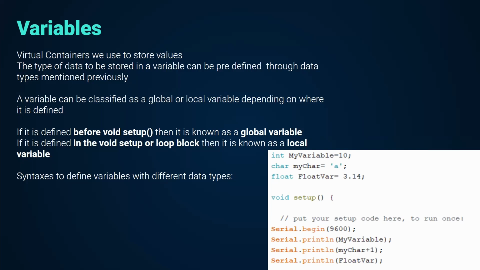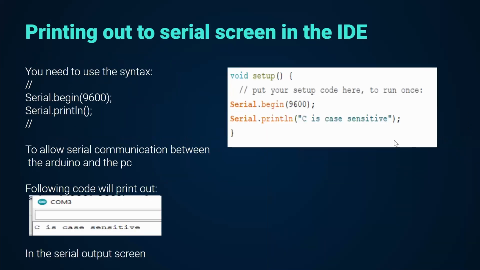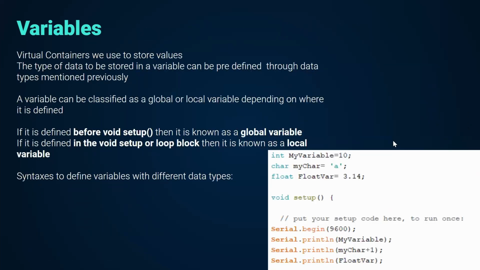So let's read through the entire slide. Variables can be classified as global or local variables. No, the second output will not be NaN. I'll explain the second output later. I'll just finish with this slide and then I'll go back to it.